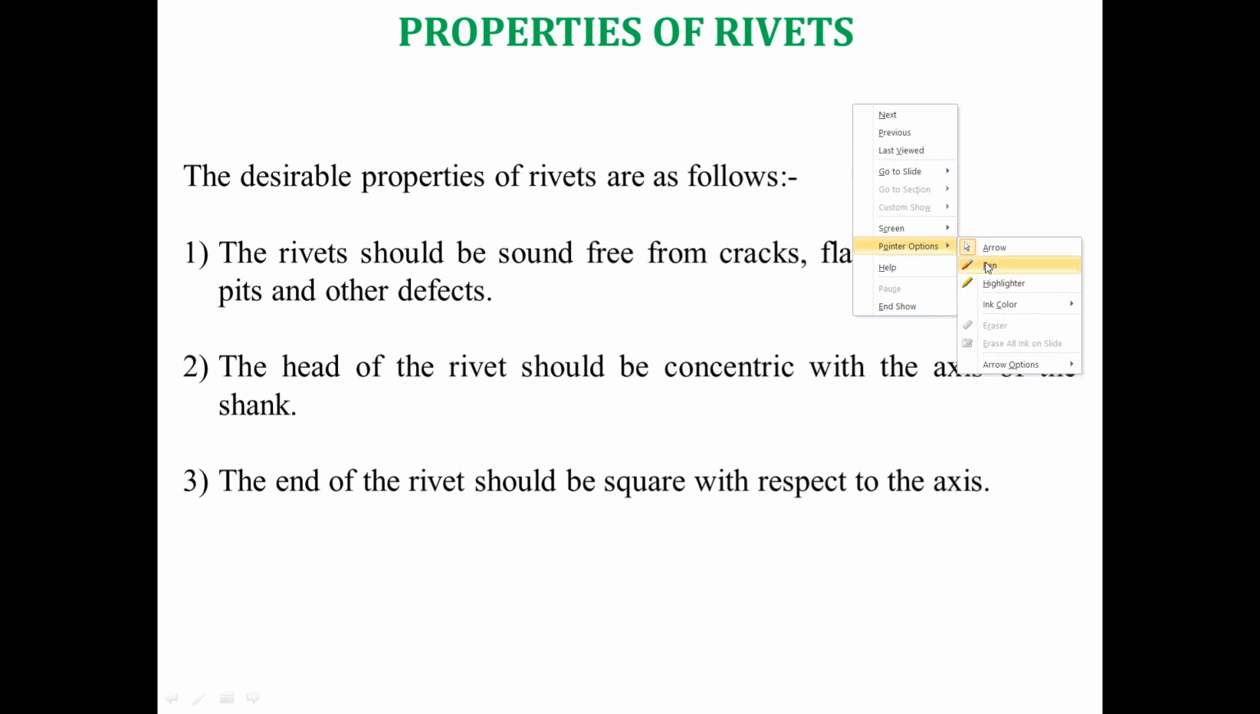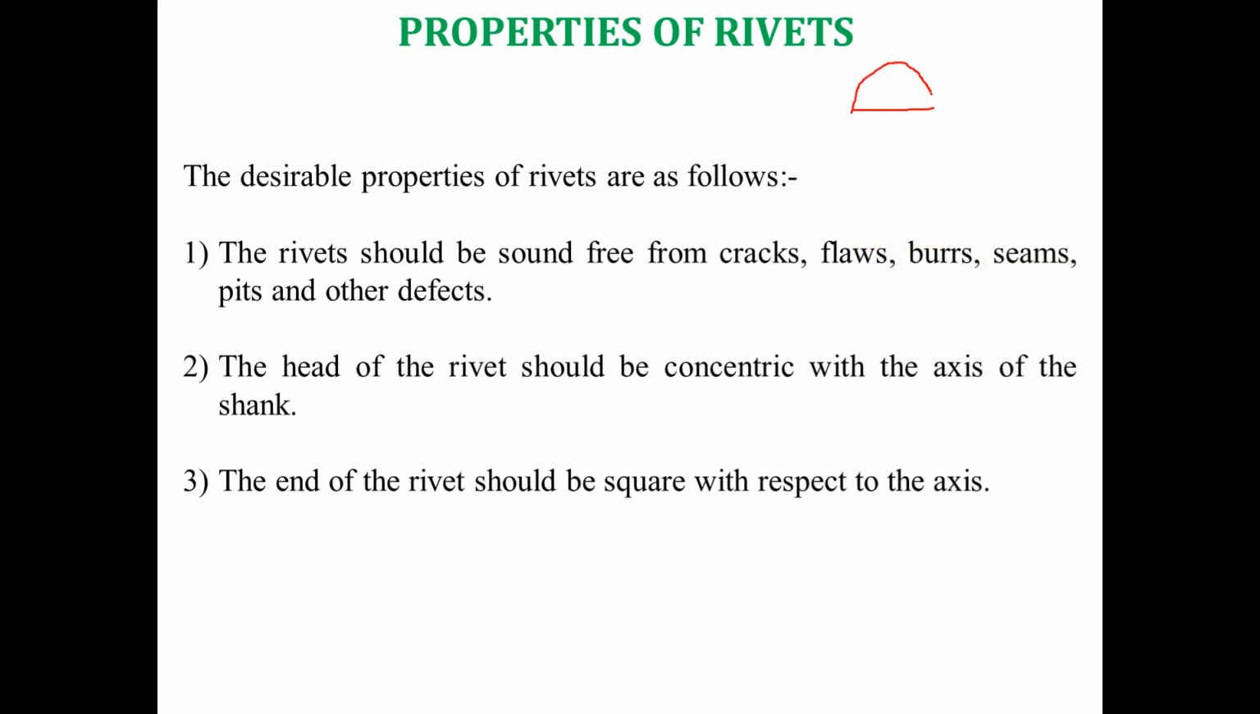So if this is my rivet, this is that common center. Say this is the center portion of the head and this is the center portion of the shank. The center line should be the same. That is the second property. And the third property is that the end of the rivet should be square with respect to the axis. Now see, this is your axis. With respect to the axis, it should be square. So these are the three desirable properties of rivets.